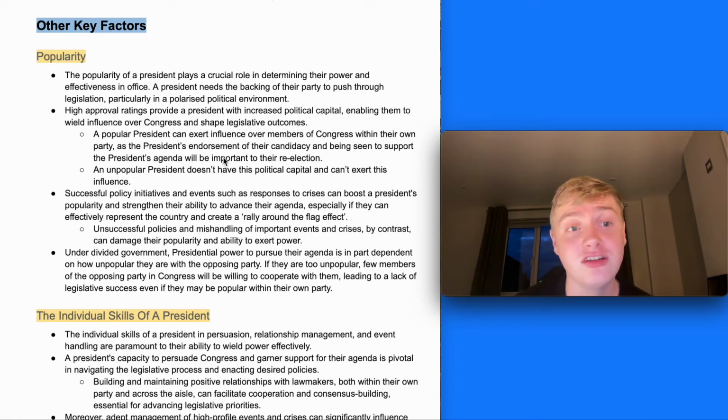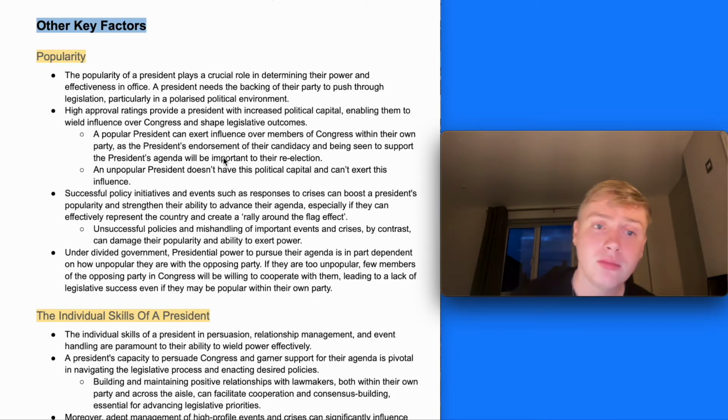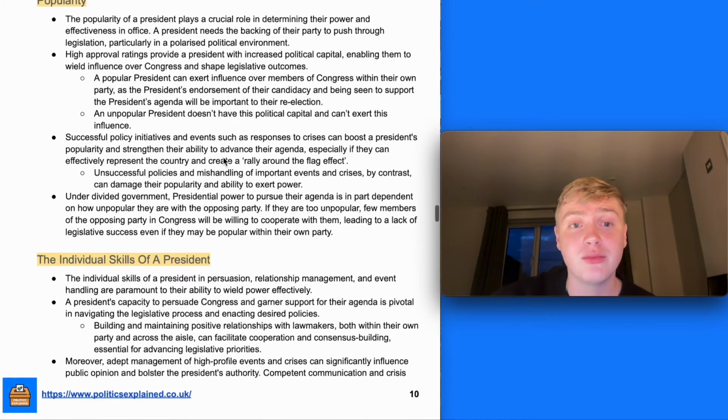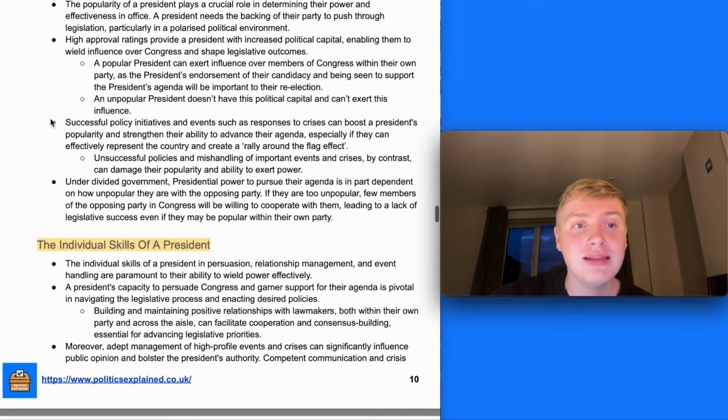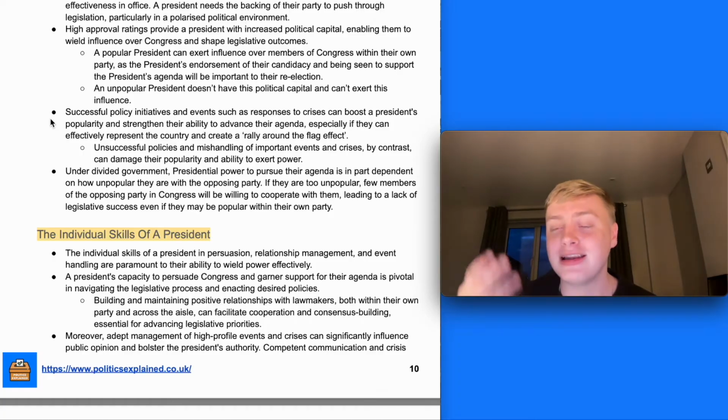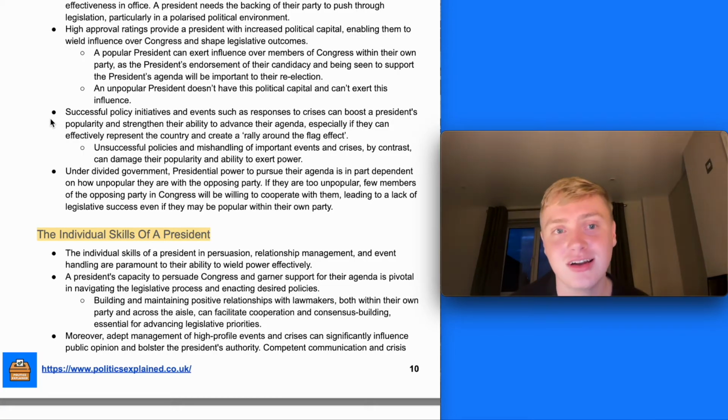They need the backing of their party to push through legislation, particularly in a polarised political environment, and they need to be popular in order to have that backing. High approval ratings provide a president with increased political capital, enabling them to wield influence over Congress and shape legislative outcomes. So a popular president can exert influence over members of Congress within their own party, as the president's endorsement of their candidacy and being seen to support the president's agenda will be important in helping them get re-elected.